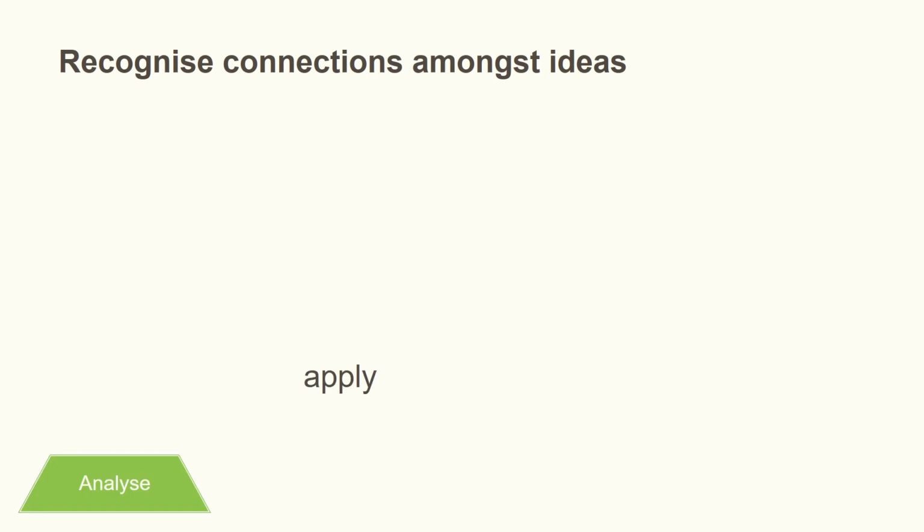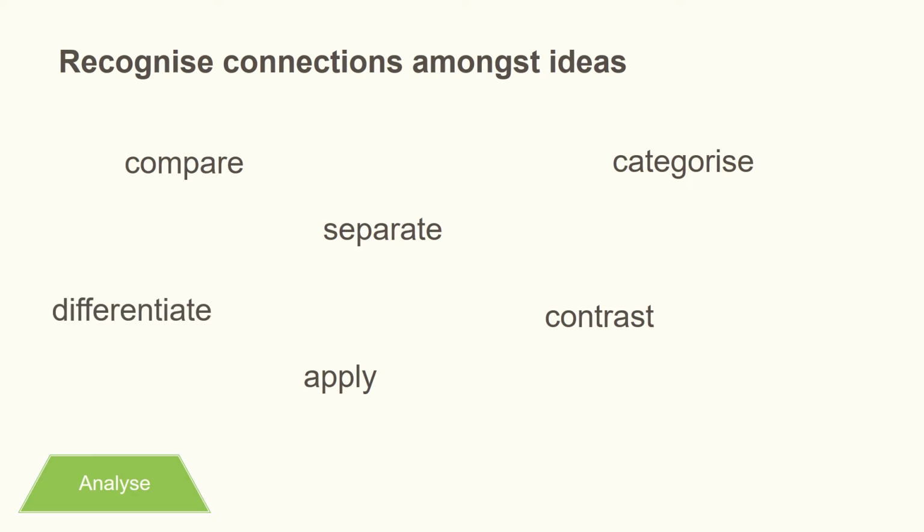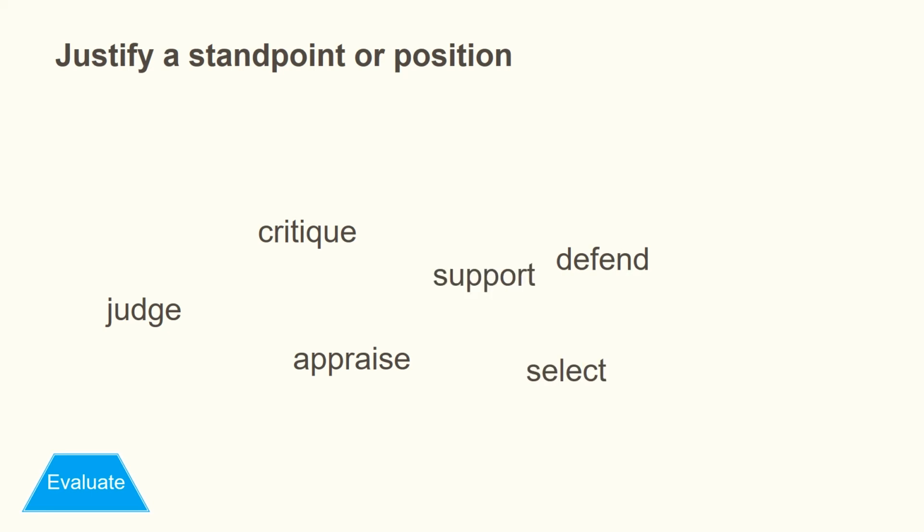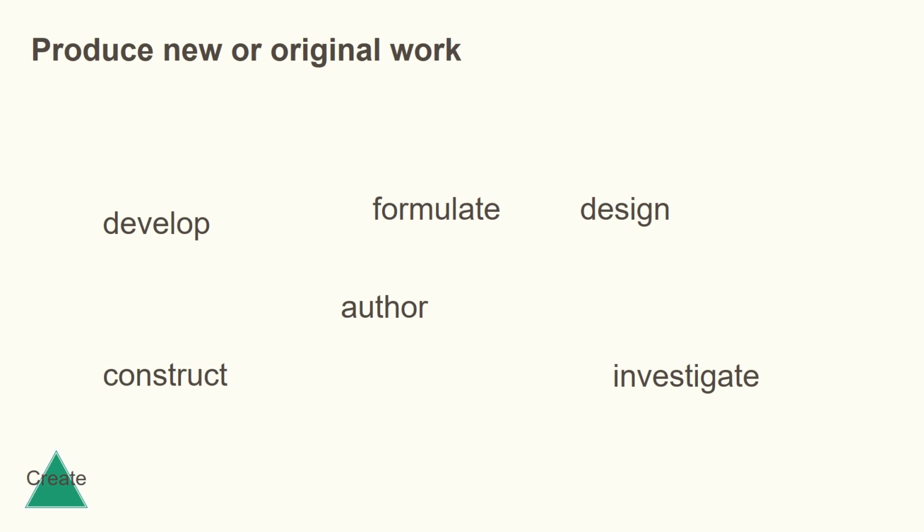Now, entering the higher order skills, analyze. The ability to analyze is to recognize connections amongst ideas, and here are some verbs which can be attributed to this section. Moving on, to evaluate is to be able to justify a standpoint or a position, and similarly here are some verbs which correlate to this. And finally, the highest order skill is the ability to create or to produce new or original work, and again here are verbs which correlate with this concept.